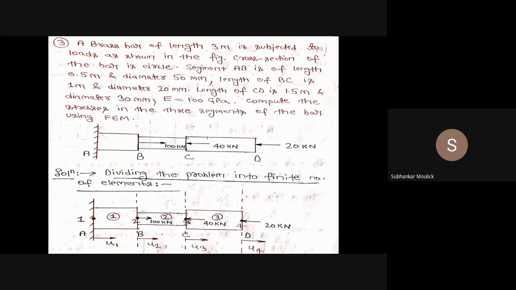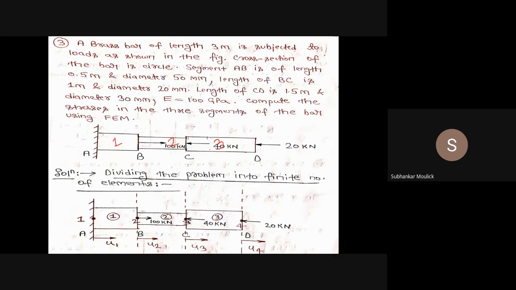Please tell me how many elements we will divide the entire problem into. It is very clear from the diagram that the entire problem has to be divided into three elements. This is element number 1, this is element number 2, and this is element number 3.